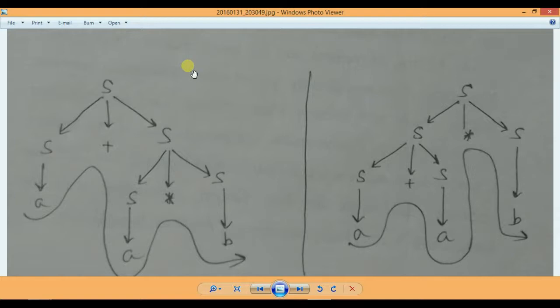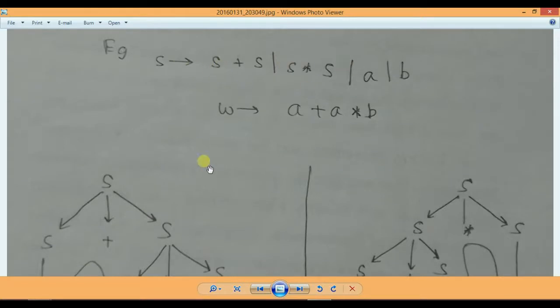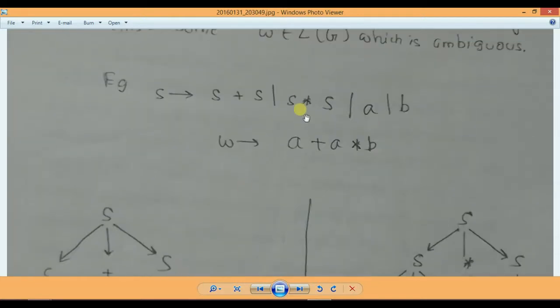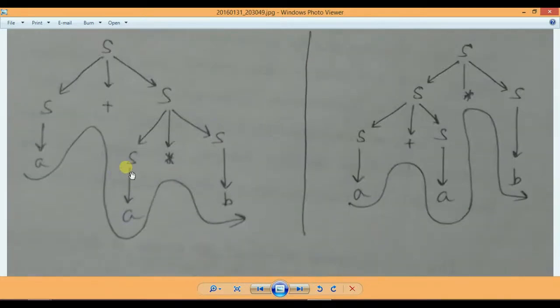First way is we break down S into S plus S, and then S is replaced with A. As you can see, S is also A here. This other S is replaced with S star S, and this S is replaced with A, and this S is replaced with B. Following the leaf nodes, we reach A plus A star B.